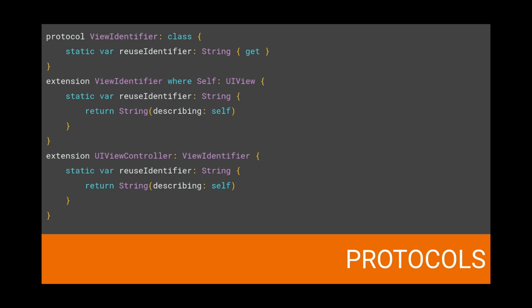One characteristic of protocols is that they usually don't have implementation, but by using an extension, you can have a default implementation, and every object that conforms to this protocol will have that default implementation.